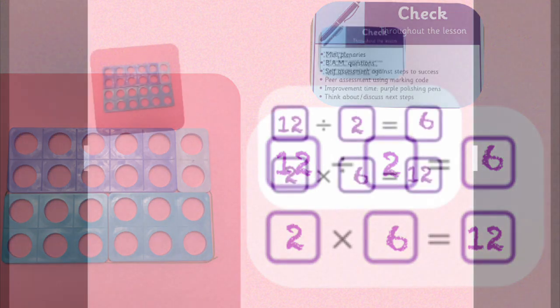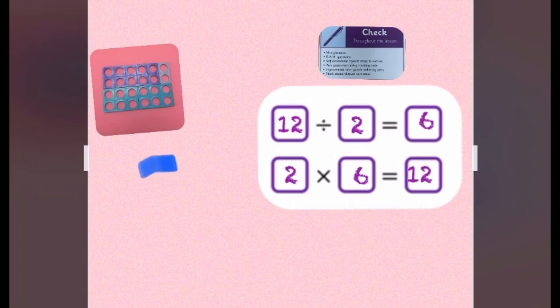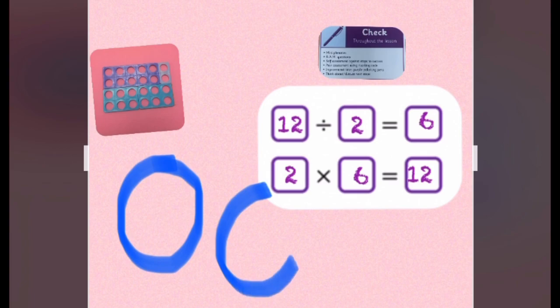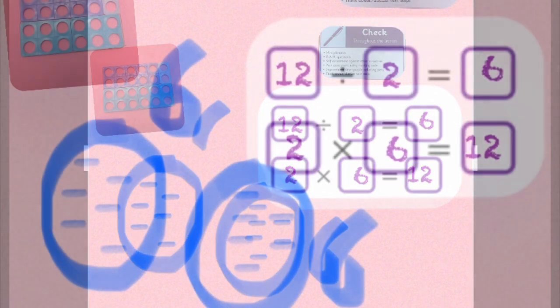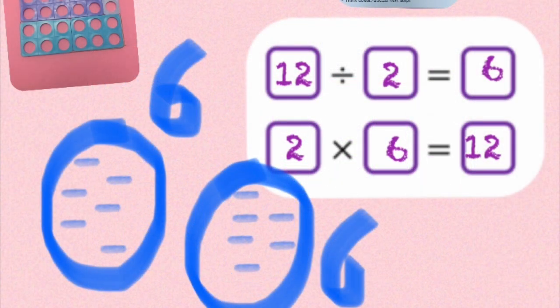Let's have a look at how we can check with our circles. So we know that 12 is the number that we need to share out. We're dividing by 2, so we've drawn our 2 circles. Then we share out our 12. 1, 2, 3, 4, 5, 6, 7, 8, 9, 10, 11, 12. We've got 6 in our one circle and 6 in the other one. So we have 2 equal numbers.